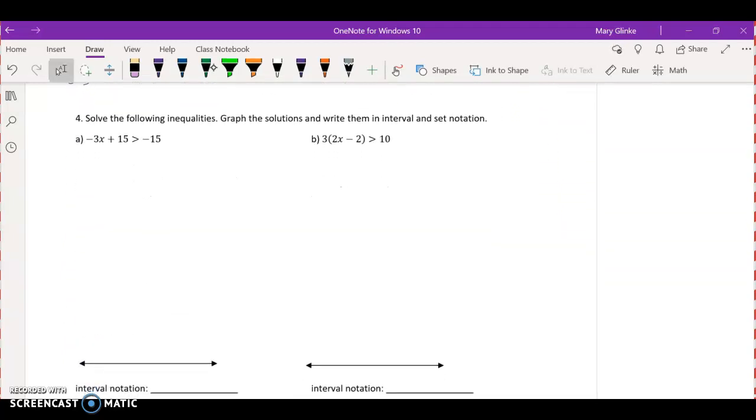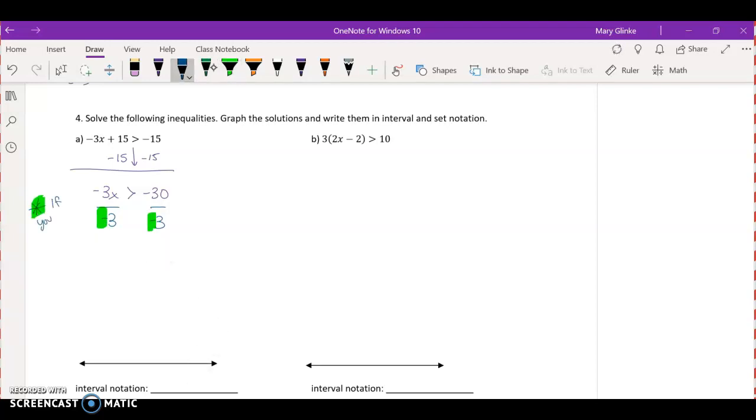So the goal of solving is to get your variable by itself. For this one, we're going to go ahead and subtract 15 from both sides. We get -3x is greater than -30. Always bring down your inequality. Do not write equals. You need to make sure you have your inequality there. Then you'd look at this and you'd say, hey, normally I would divide by -3. So here's where you have to pause, and here's going to be this big concept for today.